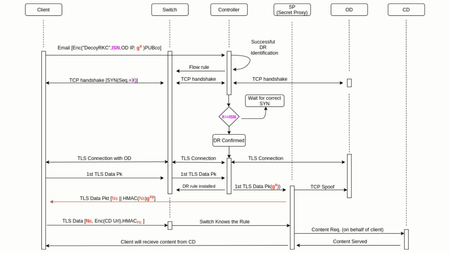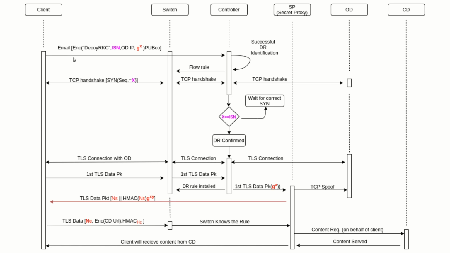Now we'll talk about the implementation of decoy routing. There are a number of ways in which decoy routing can be implemented, but I chose to implement it using email as a covert channel. In the next slide, I'll explain why I used email as a covert channel. So you can see that there are 6 components: client, switch, controller, secret proxy, overt destination, and the covert destination. The covert destination is the place which is blocked and the user wants to access.